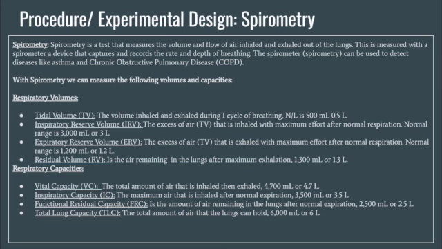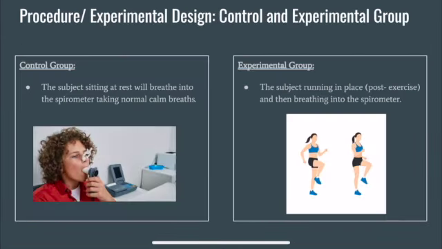Procedure, experimental design, control, and experimental group. The control group is the subject sitting at rest, who will breathe into the spirometer, taking normal, calm breaths. The experimental group is the subject running in place post-exercise and then breathing into the spirometer.